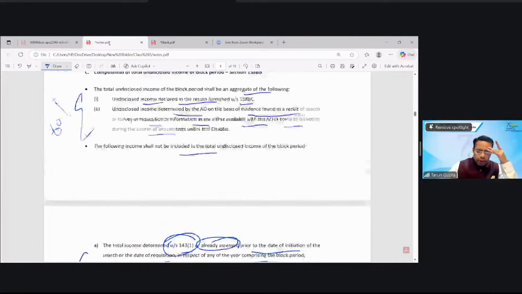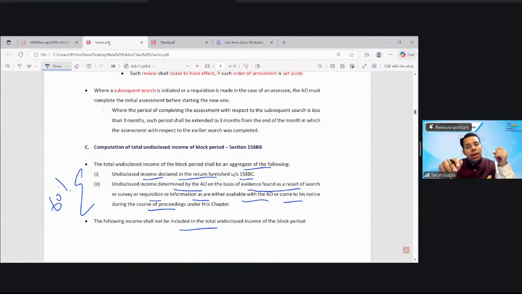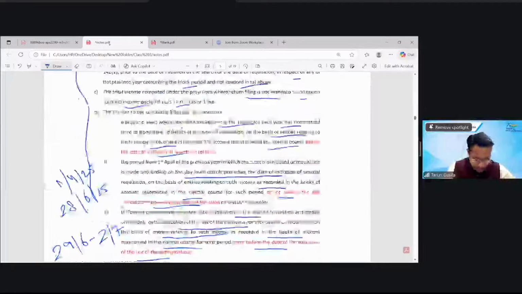What's the undisclosed income? Undisclosed income is the income which I have disclosed in the return furnished under section 158BC, furnished in pursuance to a notice issued under such assessment, plus undisclosed income which I have not even offered in the return and which the AO has found out and included in the order. Okay, so you're with me?